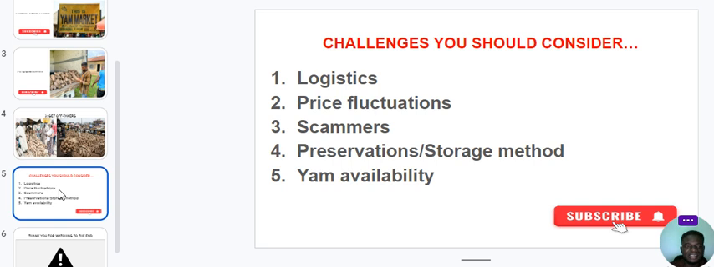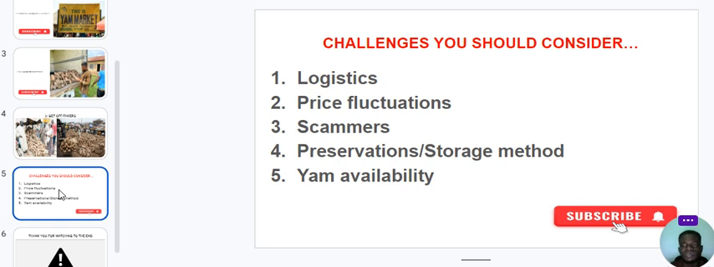So number one is what? Logistics. Logistics is one of the first difficulties or first challenges that you face. When I was trading yam, I had a truck. I would just drive my truck to the market, park the truck, load, fill my tank, and my driver would just push it direct to Lagos, to where I was to sell.